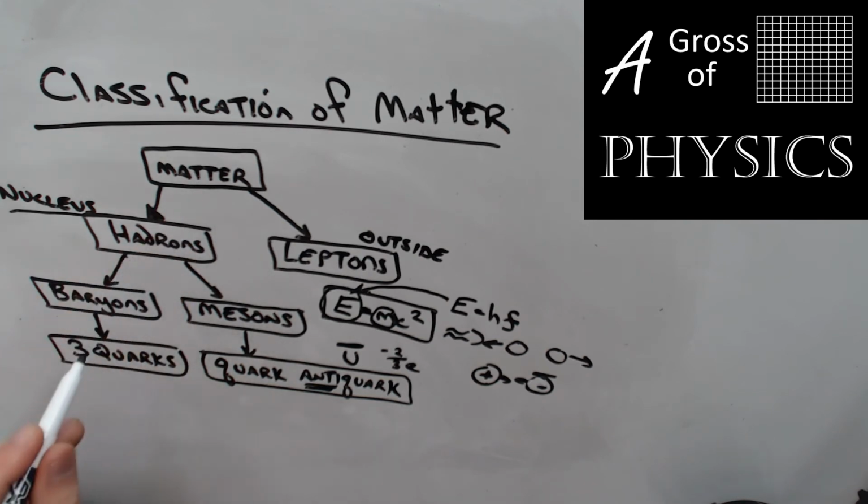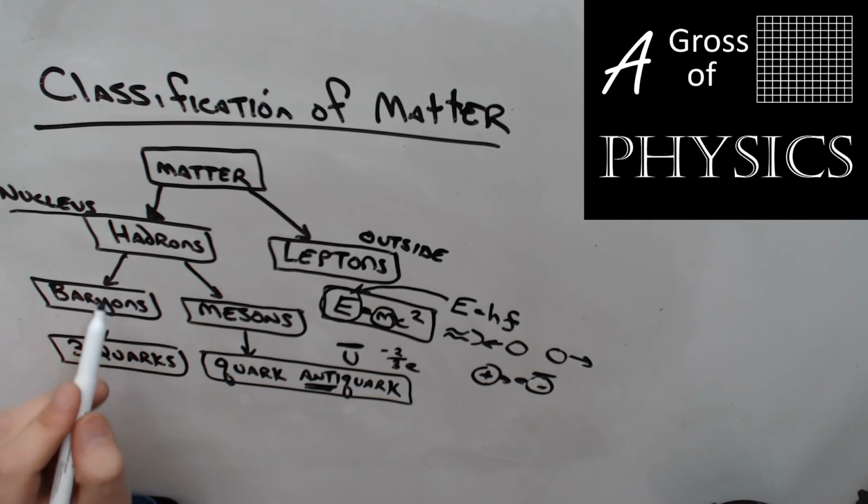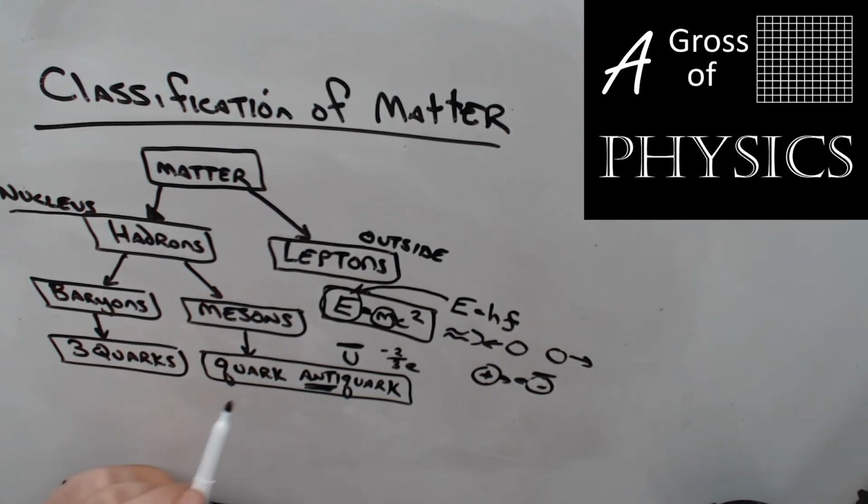So this is the first chart that we deal with on the reference table. We have the hadrons, which are either baryons or mesons. Baryons are made of 3 quarks. Mesons are made of quarks and antiquarks.